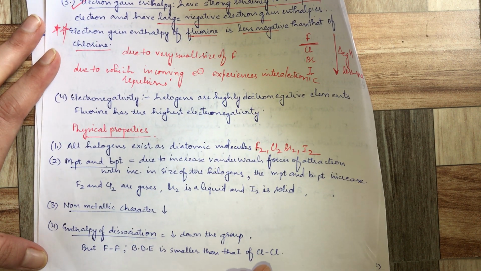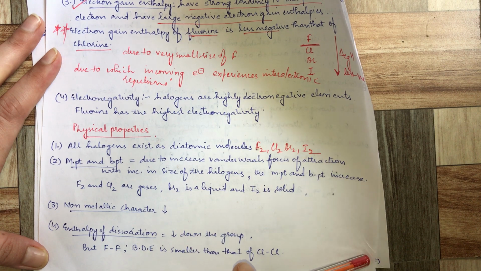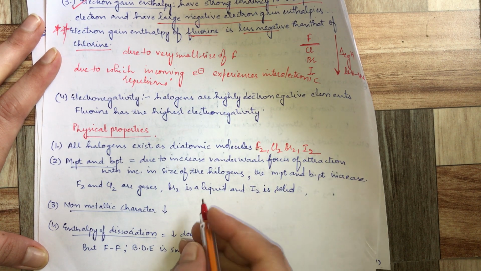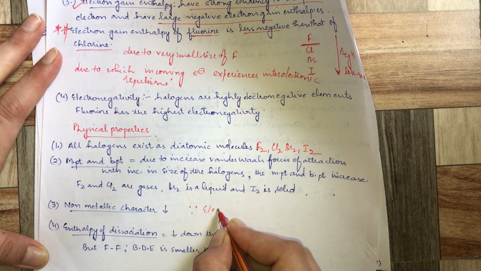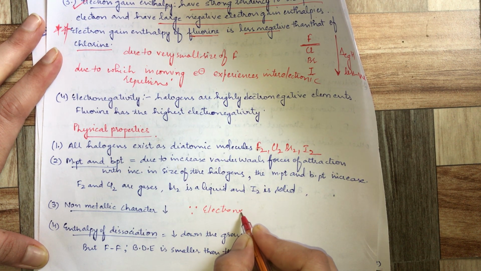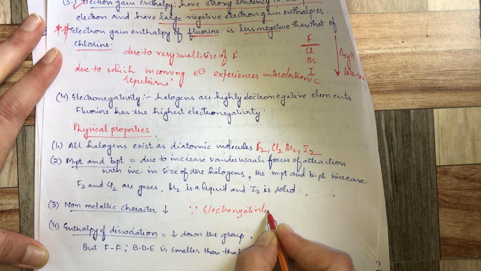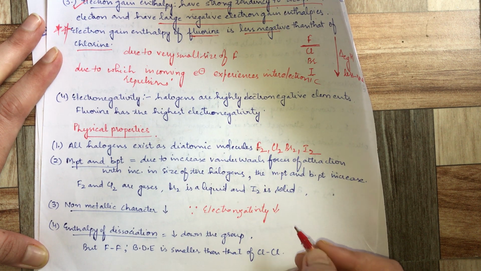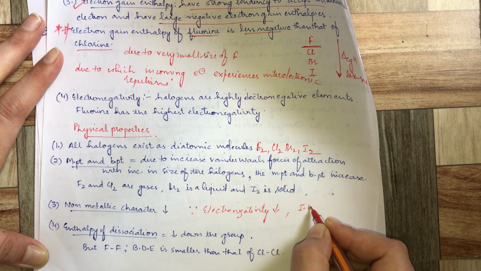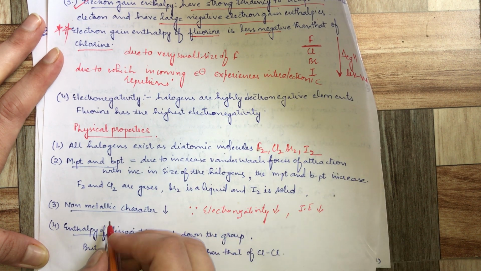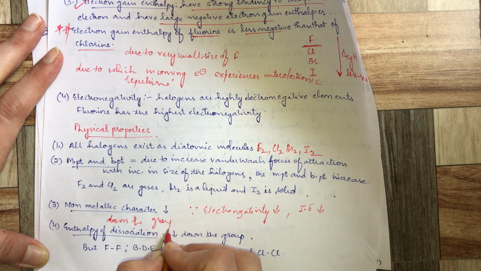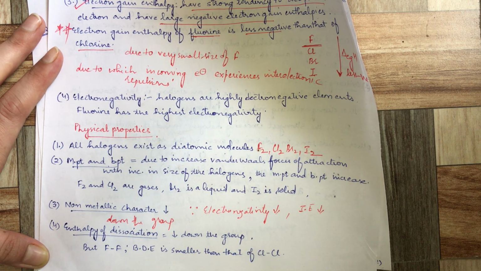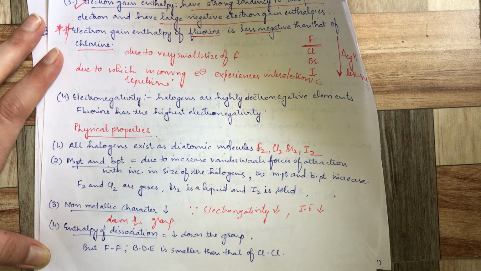Next, their non-metallic character decreases. Why does the non-metallic character decrease? Because electronegativity decreases, and ionization enthalpy decreases down the group. I am talking about down the group. So they are moving more towards the metallic side rather than the non-metallic side, right?